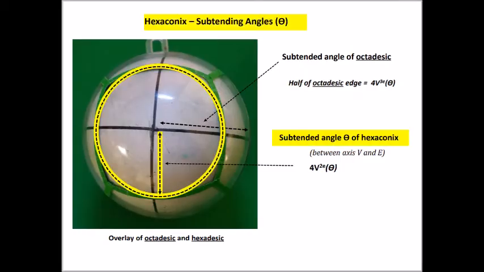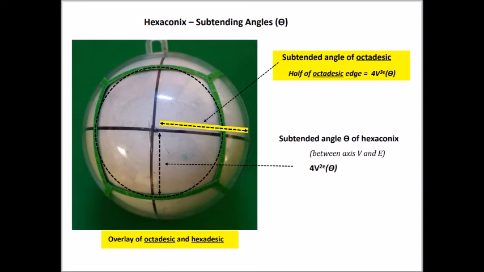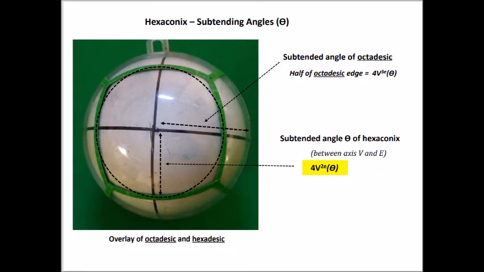Going back to the diagrams, conversely, the subtended angle of the hexaconix is 1/2 of the subtended angle of the octadecic, as illustrated here. And the nomenclature used here is as follows. The subtended angle theta of the hexaconix is a property of the harmonic note 4V upper 2E.